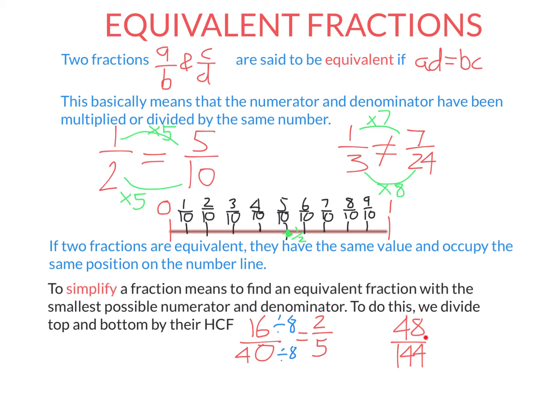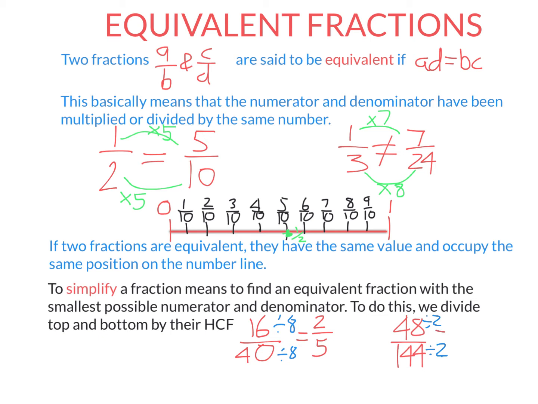So let's try and simplify this fraction, 48 over 144. We want to divide top and bottom by their highest common factor. The problem here is it's hard to know what the highest common factor of these two numbers is off the top of our head. So if we don't know the highest common factor, we can pick any common factor and keep simplifying. 48 and 144 are both even, so I know they have a common factor of 2. So I'll divide top and bottom by 2.